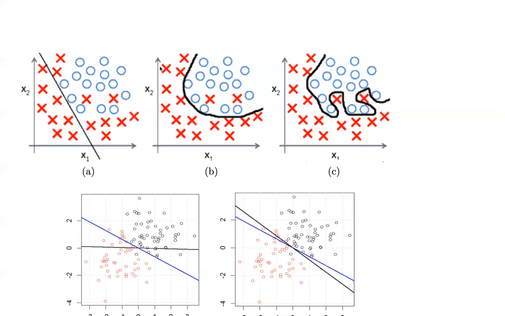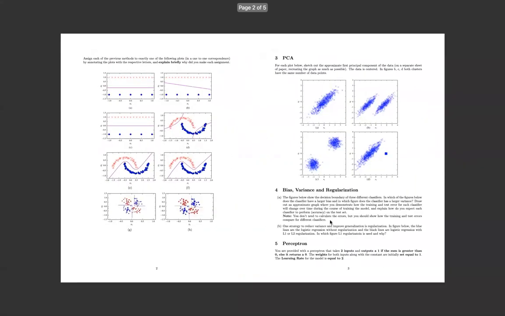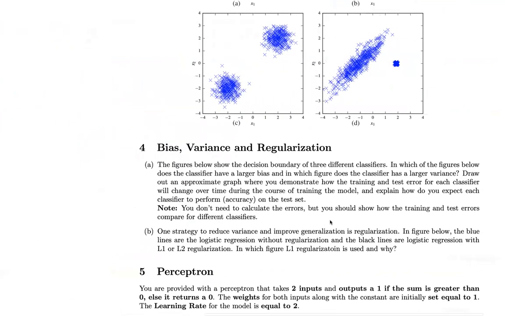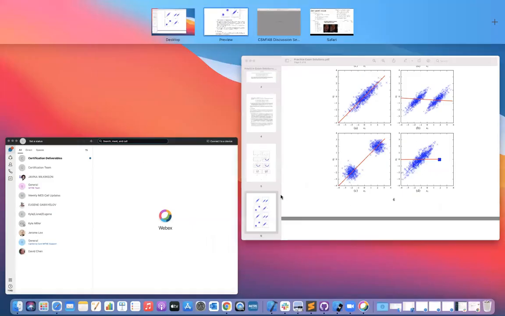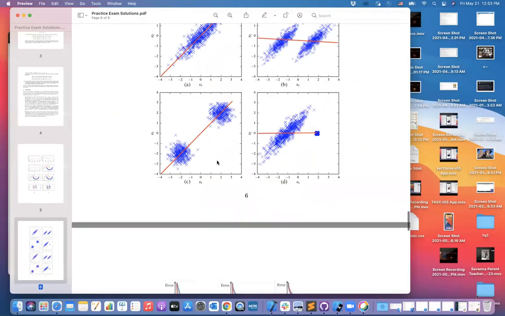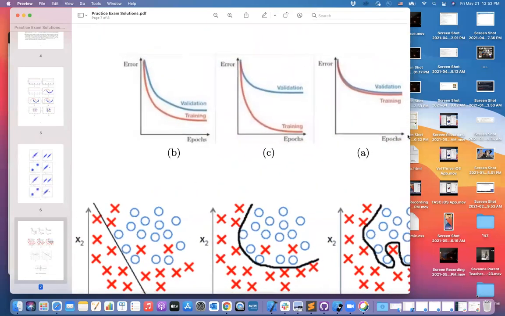B is where we want to be. So exactly right. Okay. So then the next question is saying, explain how you expect each classifier to perform on the test set? And remember, draw an approximate graph where you demonstrate how the training and test error for each classifier will change over time during the course of training the model. So hopefully we have a good concept for that, but let's take a look at this.